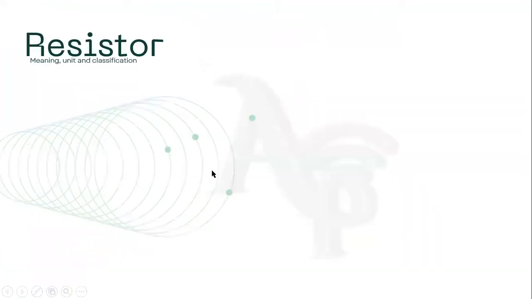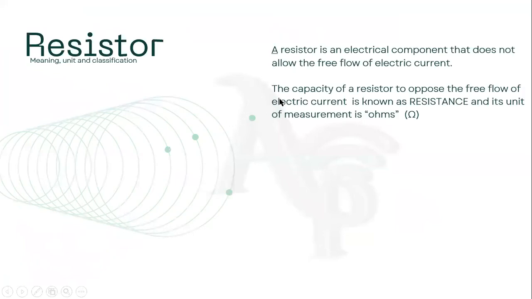So, what's a resistor? A resistor is an electrical component that does not allow the free flow of electric current, right? So any electronic component that does not allow the free flow of electric current is a resistor. And the capacity of a resistor to oppose the free flow of electric current is what is known as resistance. And the unit of measurement is ohms. All right, so get that straight.